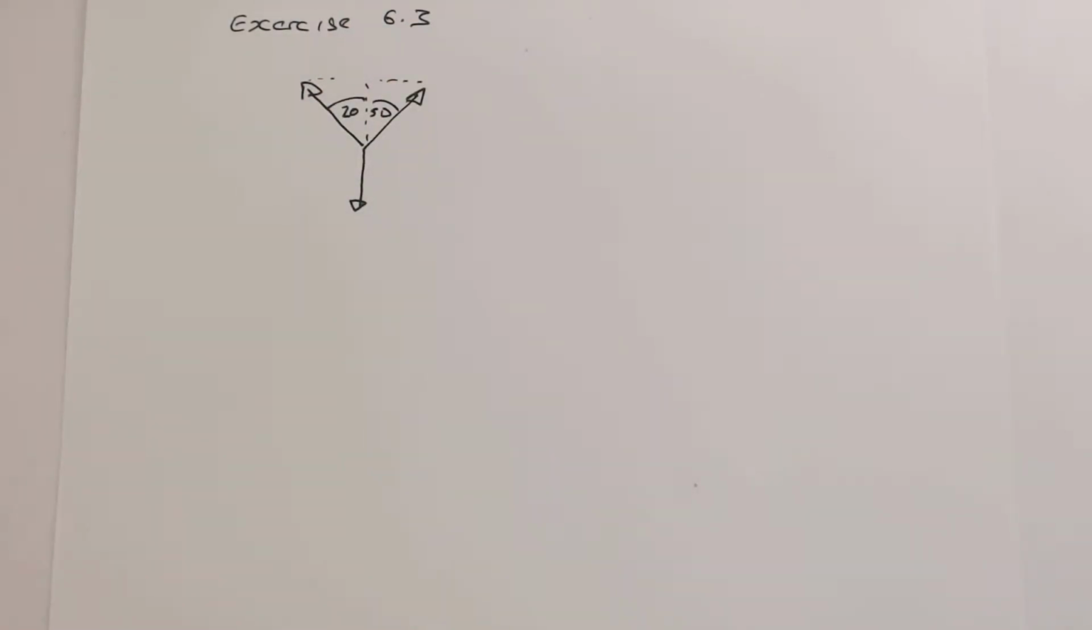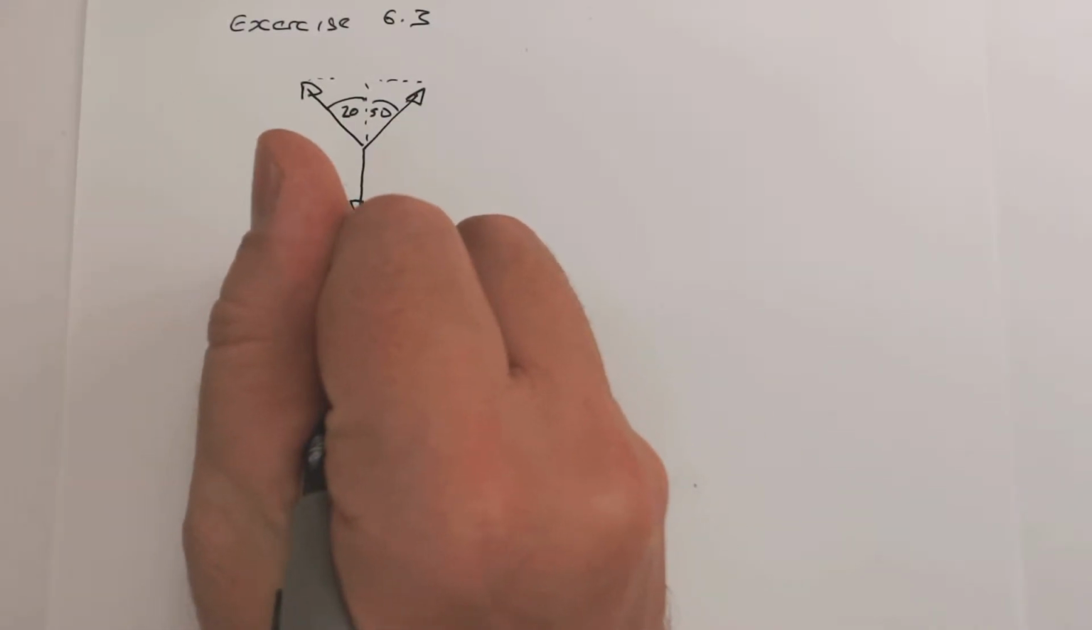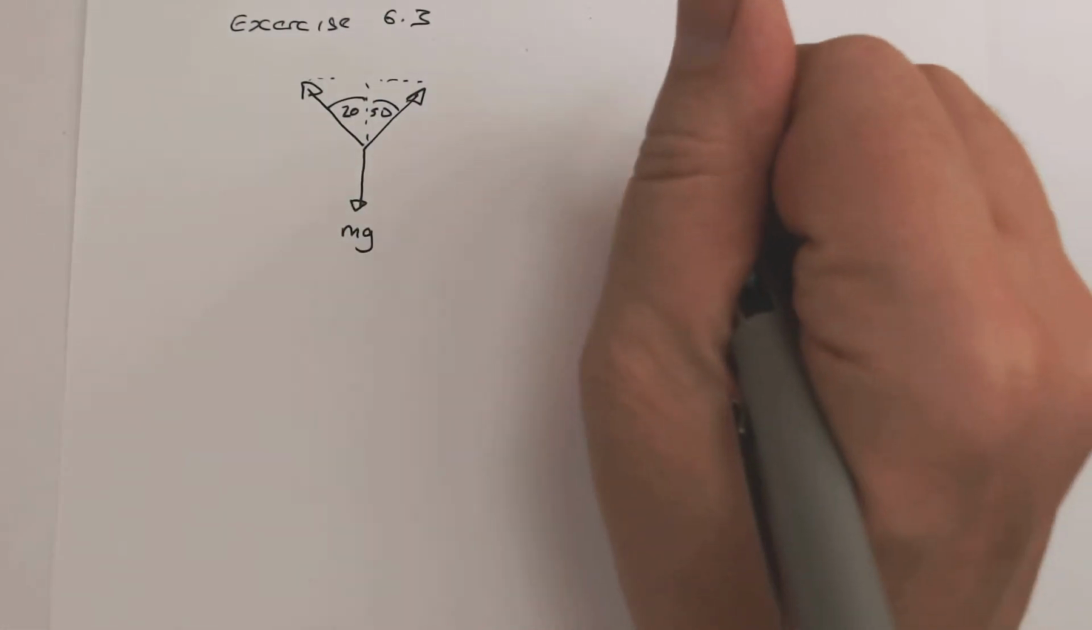Okay, let's do a check on that. 70 plus 90 plus 20 is 180, yeah. 50 plus 40 plus 90, 180, okay, I haven't made any stupid mistakes. Right, so there's my diagram. Should have done it a bit bigger, never mind. We've got mg acting down here.